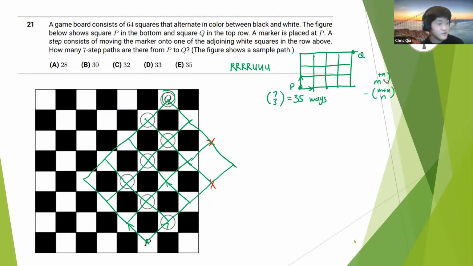All right, so now that we've found the total number of ways to get from P to Q, if these three points were allowed, we can use complementary counting. So we can count the number of ways we go through this point or go through this point. And so first, let's count this.